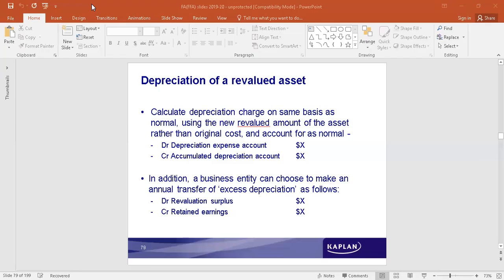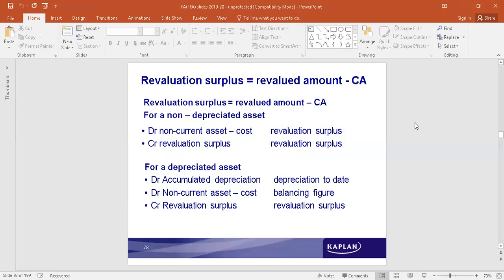In addition, a business entity can choose to make an annual transfer of excess depreciation. They can transfer that to revaluation surplus. A new account called revaluation surplus is created because there is a gain that is realized. So there is a gain that is realized, a revaluation surplus that is realized.